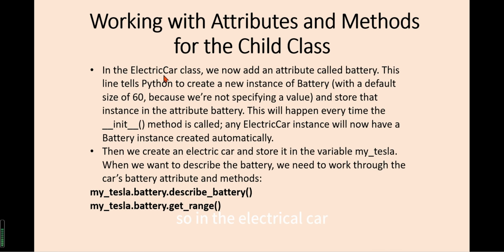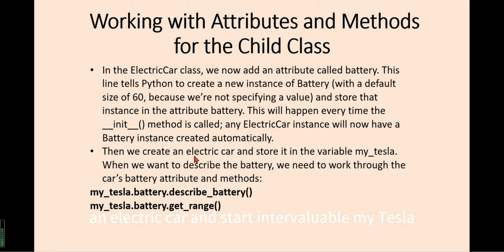In the electric car class, we now add an attribute called battery. This line tells Python to create a new instance of battery with a default size of 60, because we are not specifying a value, and store that instance in the battery attribute. This will happen every time the initial method is called. Any electric car instance will now have a battery instance created automatically. So here the attribute is an instance of the battery class.